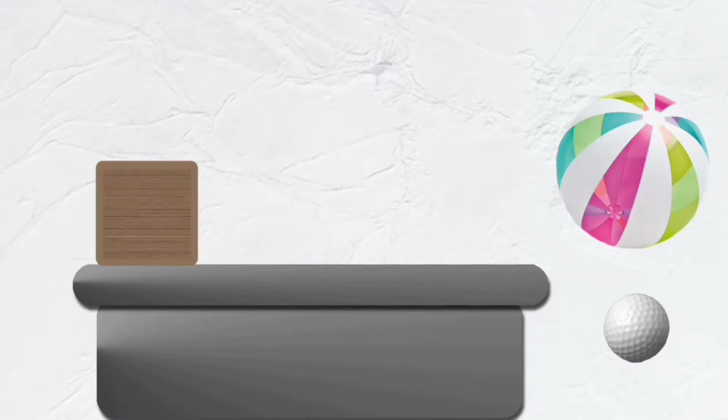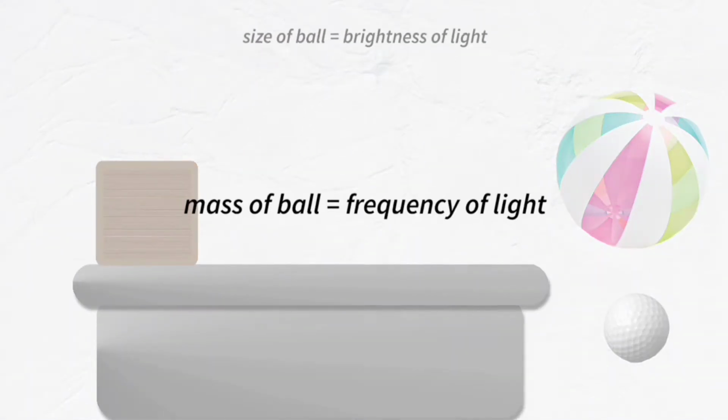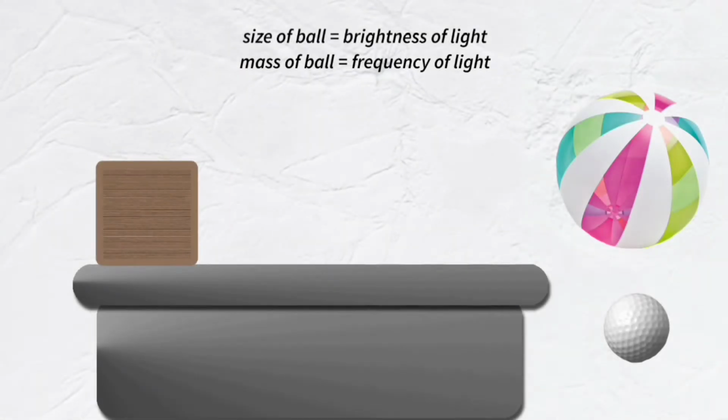To help us understand the photoelectric effect better, let's watch an animation where, let's say, I have three things. I have a golf ball, an inflatable ball, and a wood block. Let the size of the ball be the brightness of light, and the mass of the ball be the frequency of light.